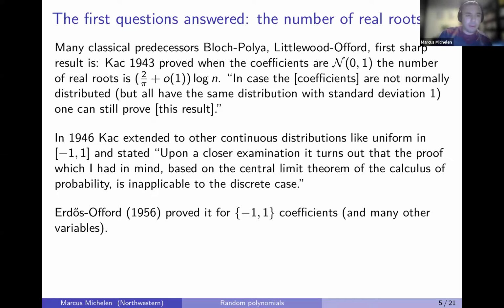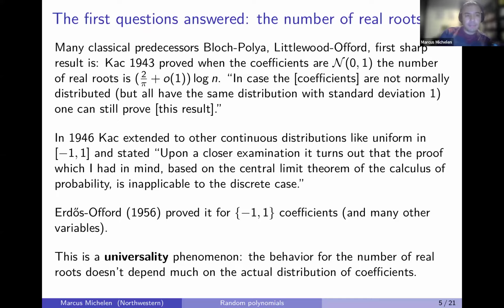I also want to add, we actually know quite a bit more. We also know, I believe it's by Ibragimov and Maslova, that we have a central limit theorem even for the number of roots. And the variance is on the same order as this. You should think about it as roughly Poisson of 2/π log n. So this is a universality phenomenon, in that the behavior doesn't really depend too much on the actual distribution of coefficients. As long as we have, let's say, mean 0 and variance 1, which is what we need for the central limit theorem to hold, then we're going to end up having a theorem like this holding.